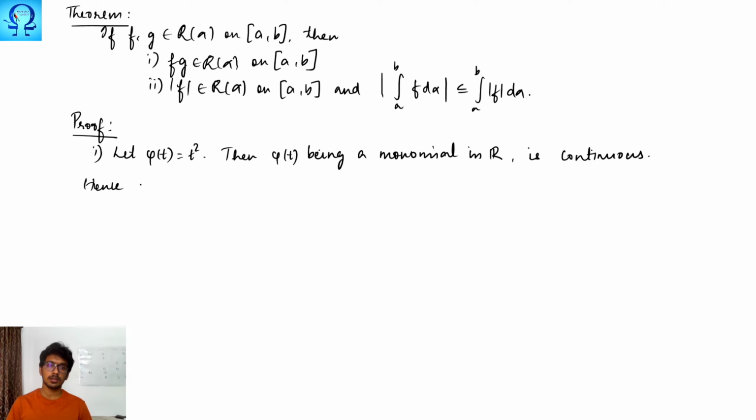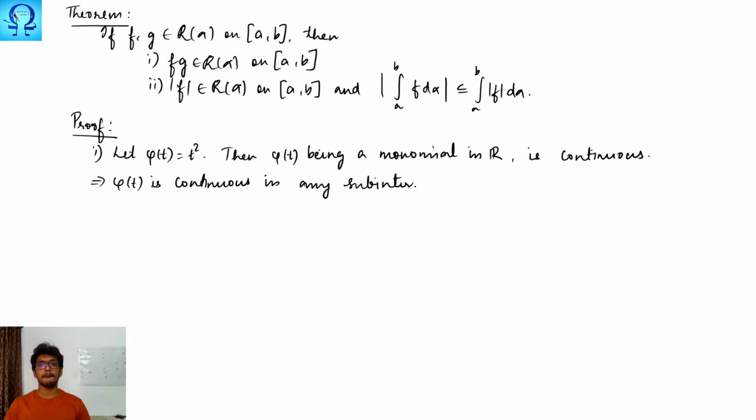Hence, what can we say? If we have a continuous function and any function which is RS integrable, the composition of these two will have to be RS integrable. So that is what we are going to do. If this is continuous on the entire R, this tells you that your phi of t is continuous in any subinterval of R.